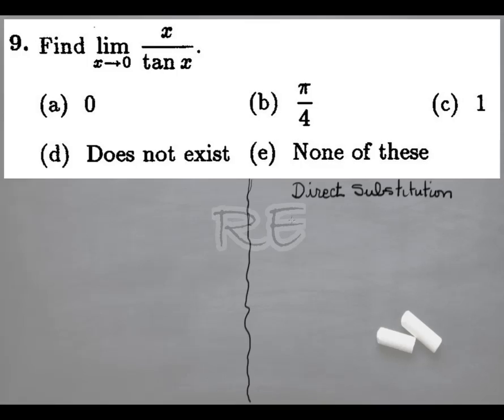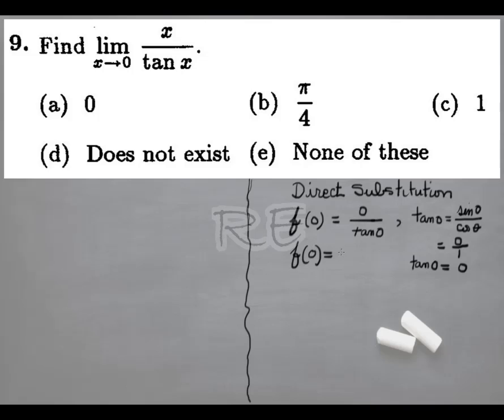For 9, we're going to try direct substitution. So we'll take f of 0, which is 0 divided by tan 0. Tan 0 equal to sine 0 over cosine 0, which is 0 over 1, which is 0. Replacing tan 0 by its value, we're going to have f of 0 equal to 0 over 0, an indeterminate form.